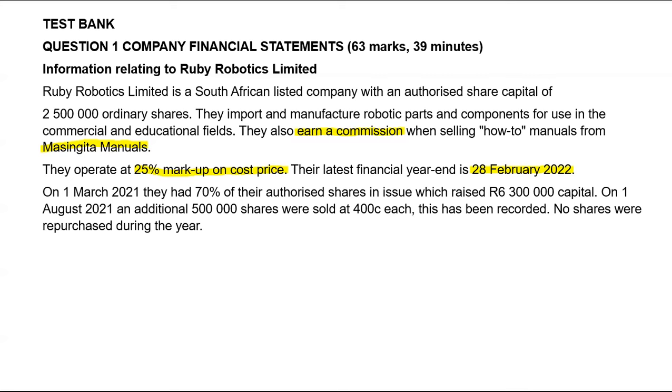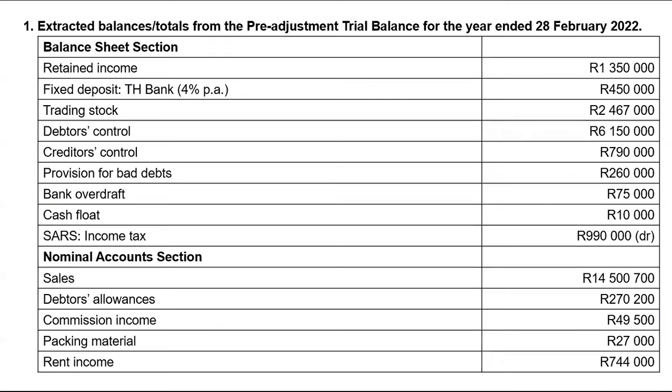Now they talk about on the 1st of March, they had 70% of the authorized shares in issue, which raised 6.3 million, which is your capital. On 1 August 2021, an additional 500,000 shares were sold at 400 cents each. This has been reported. No shares were repurchased during the year. Now, probably you don't know what's going on there, but you will learn about this later on. For now, it is not important at all.